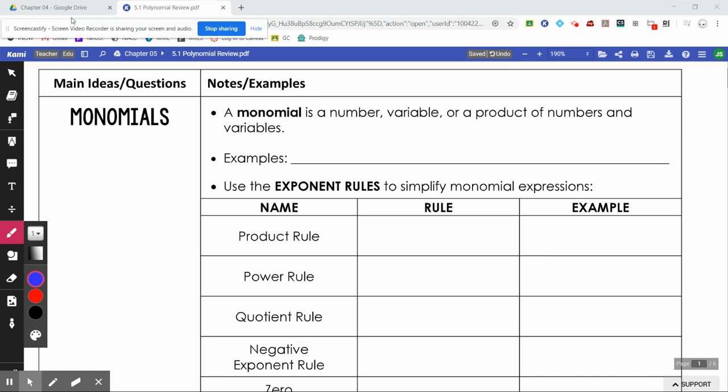Okay, in this video, we're going to review polynomials. Now, first off, we're going to start out with a one-term polynomial called a monomial. A monomial is a number, a variable, or a product of a number and a variable.